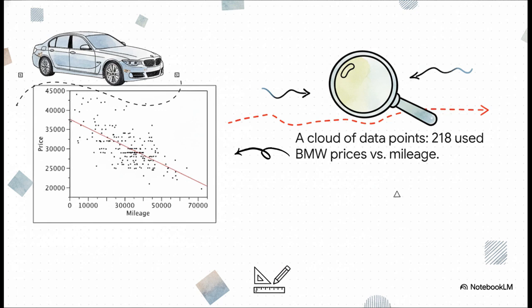This is our central puzzle for today. What you're looking at is a scatter plot, a cloud of data points, for 218 used BMWs. You've got the price on the vertical axis and the mileage down on the horizontal. You can kind of see a trend, right? As the mileage goes up, the price seems to go down. But can we be more precise than just seems to?